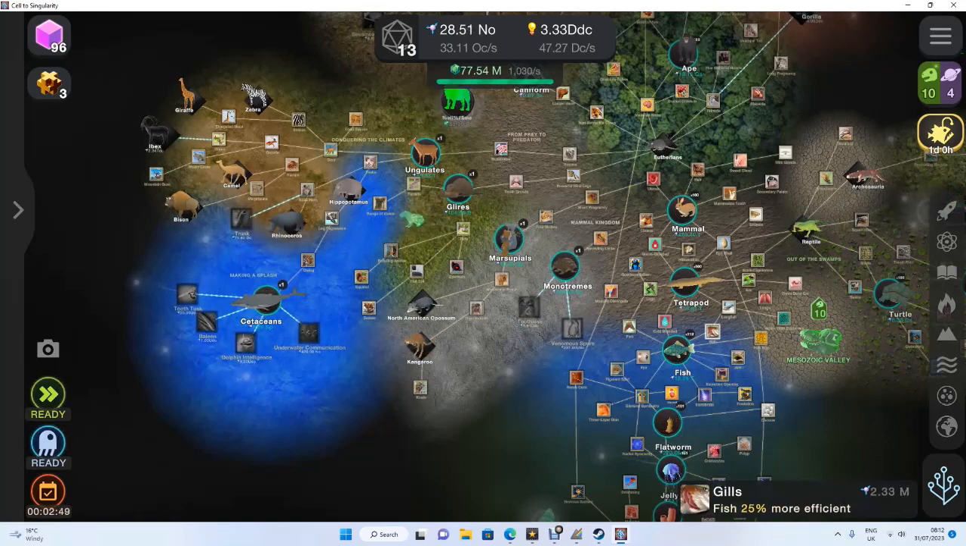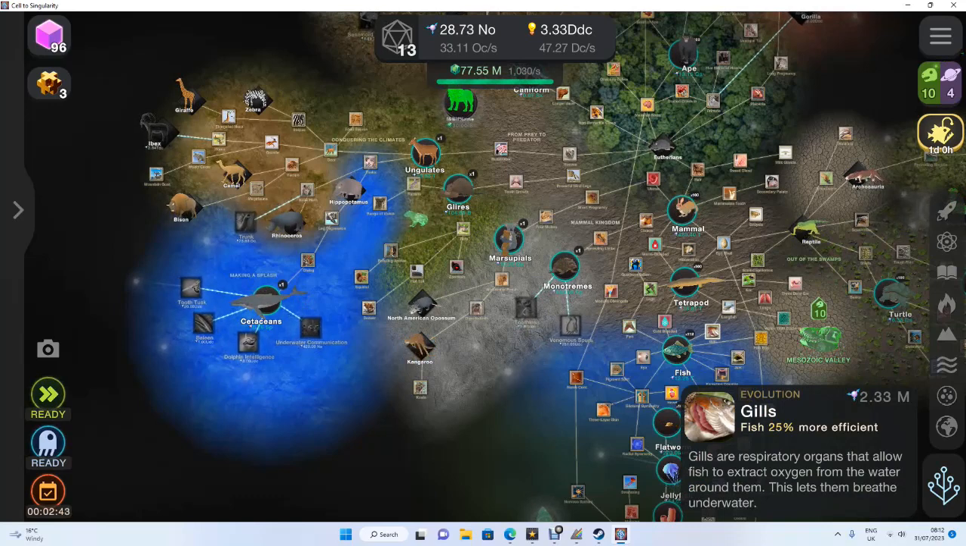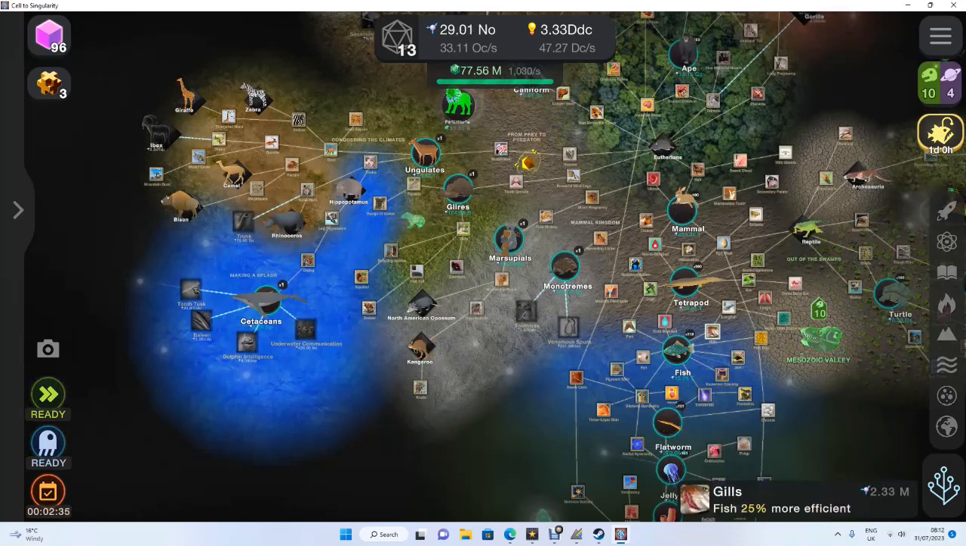Gills. Gills are respiratory organs that allow fish to extract oxygen from the water around them. This lets them breathe underwater. Cool.